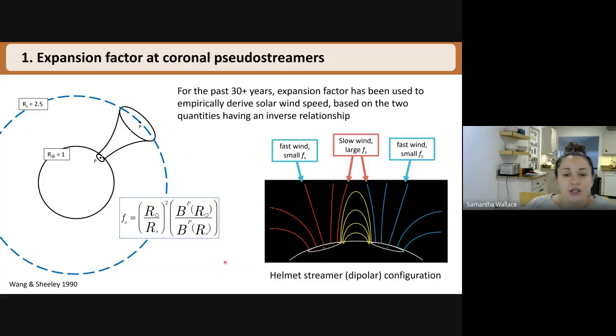And Wang and Sheeley demonstrated that expansion factor can be used to derive the observed speed based on these two quantities being inversely related. So you can see that here in this cartoon of a helmet streamer where you have fast wind emerging from the centers of coronal holes from nearly radial open field lines, small expansion factors. Then you have slow wind emerging at the boundaries with large expansion factors.